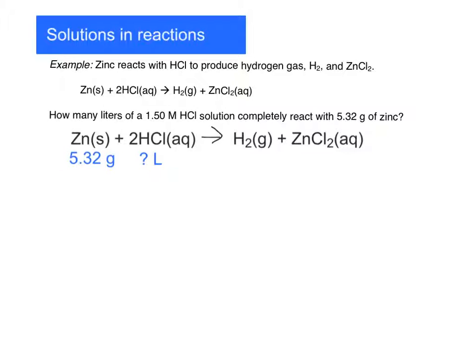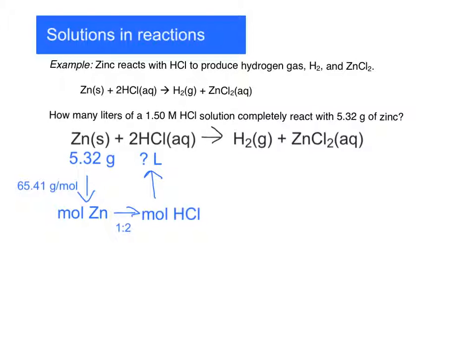So we want to go from zinc to HCl, and we know that no matter which two things we're converting between in our balanced equation, the only way to get from one kind of thing to another is to go through moles. So we know how to get from 5.32 grams of zinc to moles of zinc, and then we can get from moles of zinc to moles of HCl using our balanced equation, all right, and our ratio there is 1 to 2, and then we can get from moles of HCl to liters using the concentration.